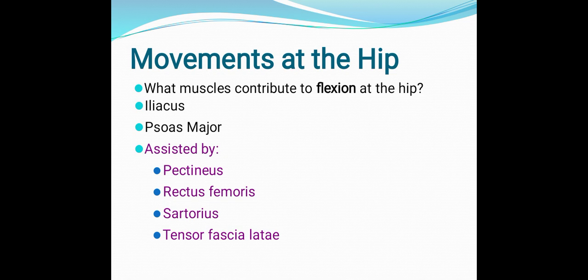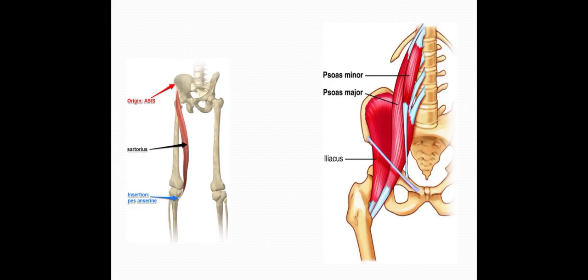What muscles contribute to flexion at the hip joint? There are 6 muscles primarily responsible for flexion at the hip, those crossing the joint anteriorly. It includes psoas major, iliacus, pectineus, rectus femoris, sartorius, and tensor fascia lata. These are the muscles.